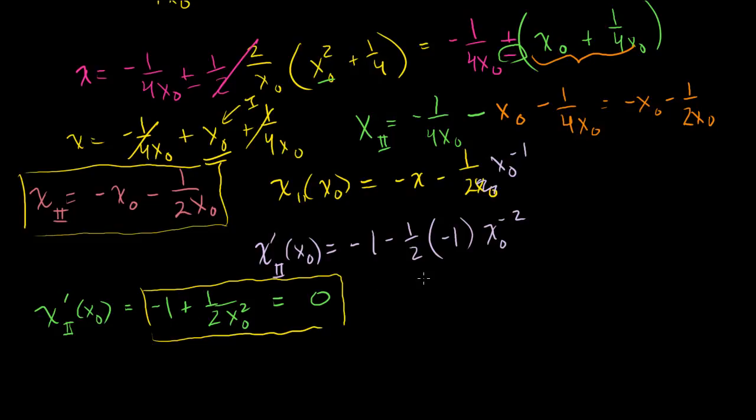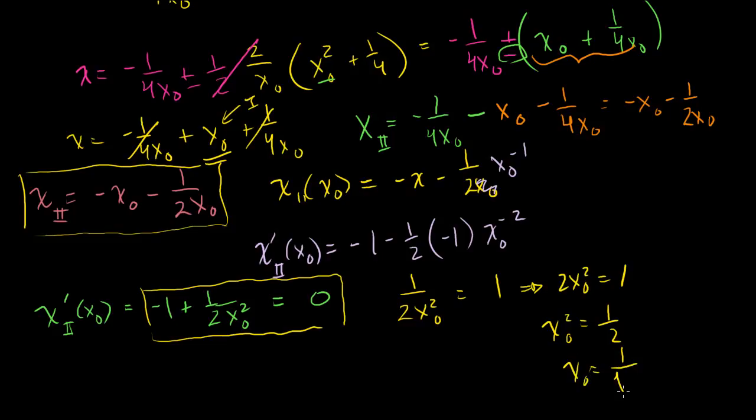Well, we add 1 to both sides. We get 1 over 2 x naught squared is equal to 1. Or you could just say that means 2x naught squared must be equal to 1 if we just invert both sides of this equation. Or we could say that x naught squared is equal to 1/2. Or if we take the square roots of both sides of that equation, we get x naught is equal to 1 over the square root of 2.